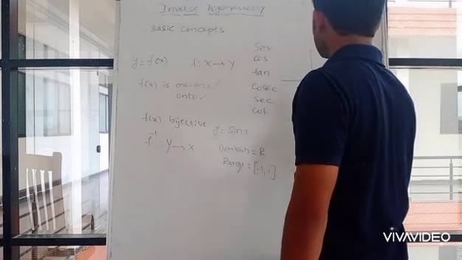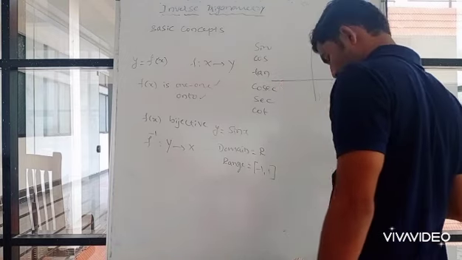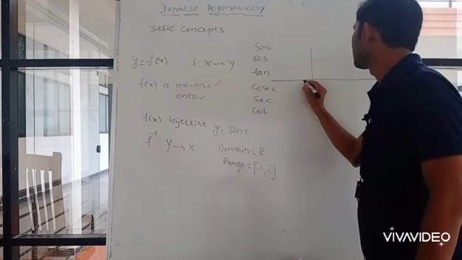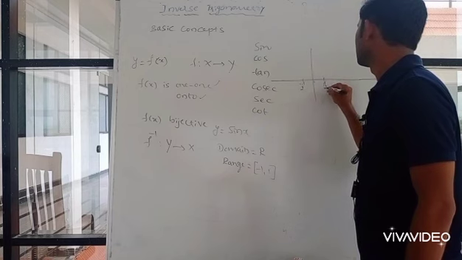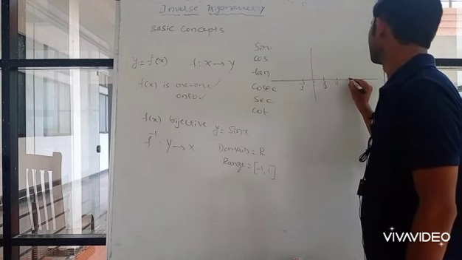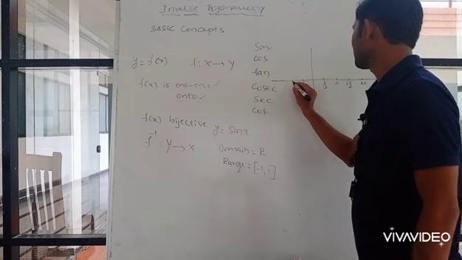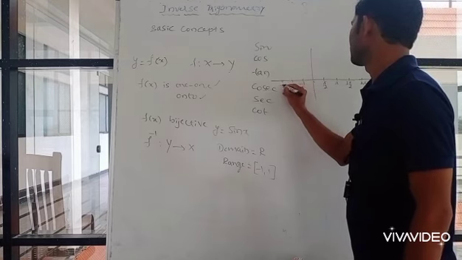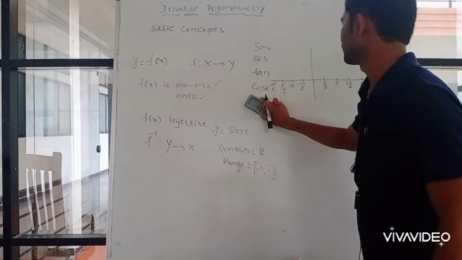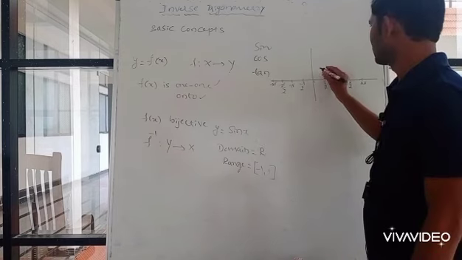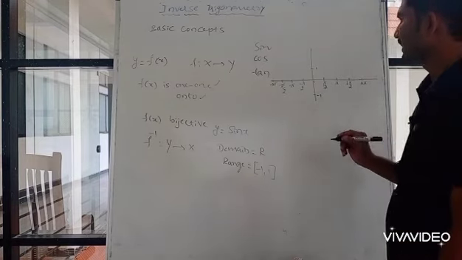We'll draw the x and y axes here. On the x axis, we'll consider the angles. Here -π/2, here it is 0, +π/2, here π, 3π/2, then 2π. The left hand side is the same: -π, -3π/2, then -2π. How will the graph be? Here +1, here -1. So what is the graph for the sine function?